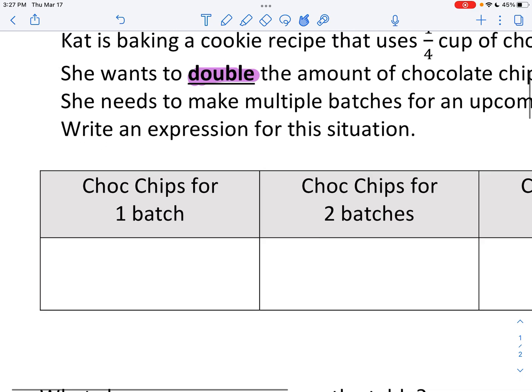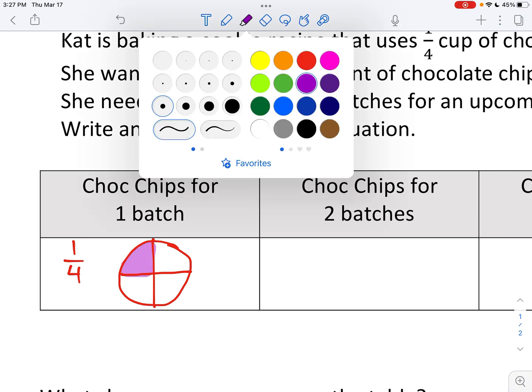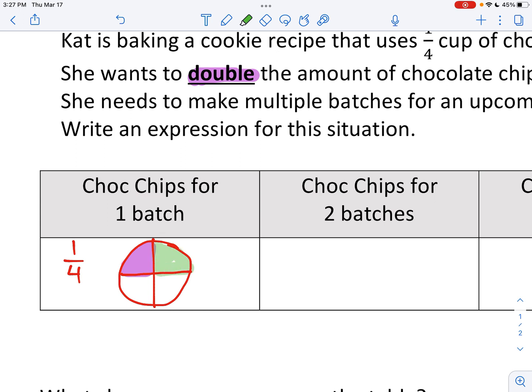But if she wants to use 1/4 of a cup and she wants to double it, the question really is, what is 1/4 of a cup doubled? So I'm going to draw a circle and I'm going to cut it into 4. And then I'm going to color in 1/4. So if I double that amount, I'm really just coloring in the same amount. Now it's doubled. Double 1/4 is 2/4. So when you fill in this table, you don't actually want to use 1/4. You want to use 2/4 as your number.